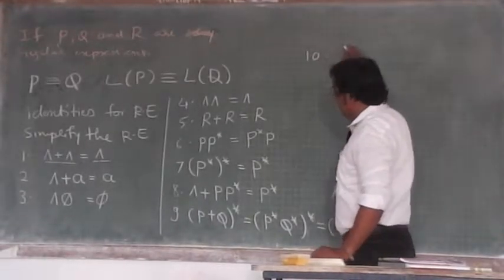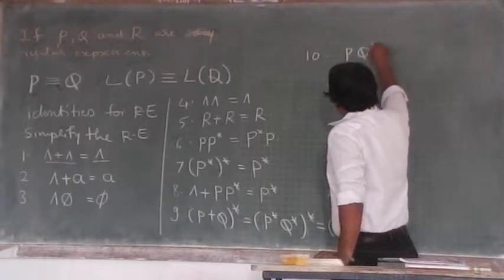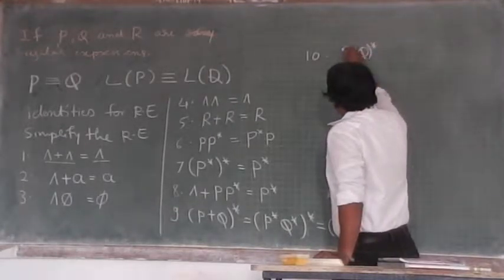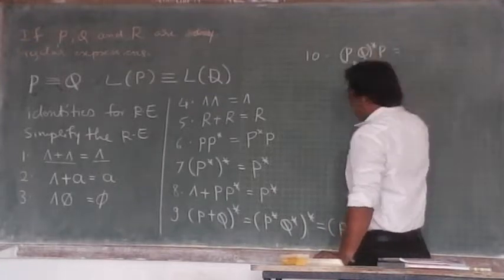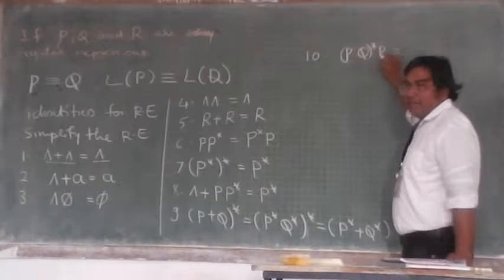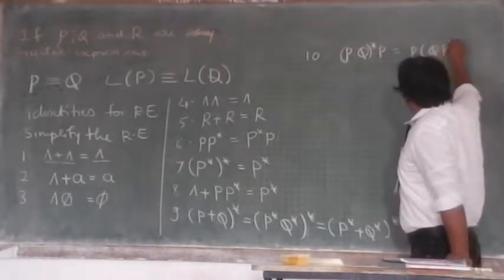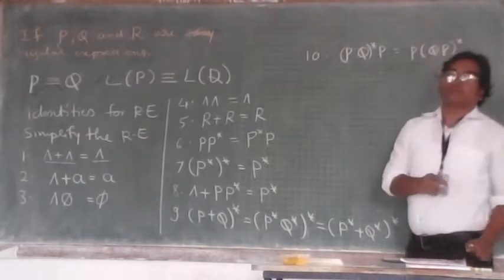Tenth one is, if PQ star P, see here, PQ whole star and P, this is equivalent to P QP star.